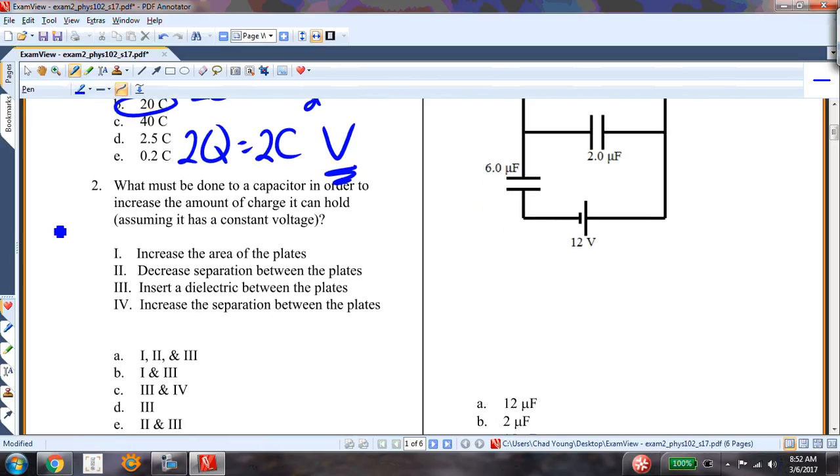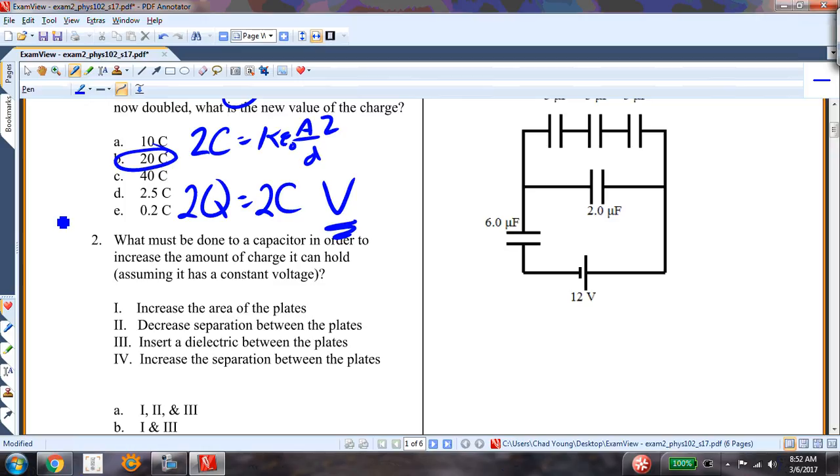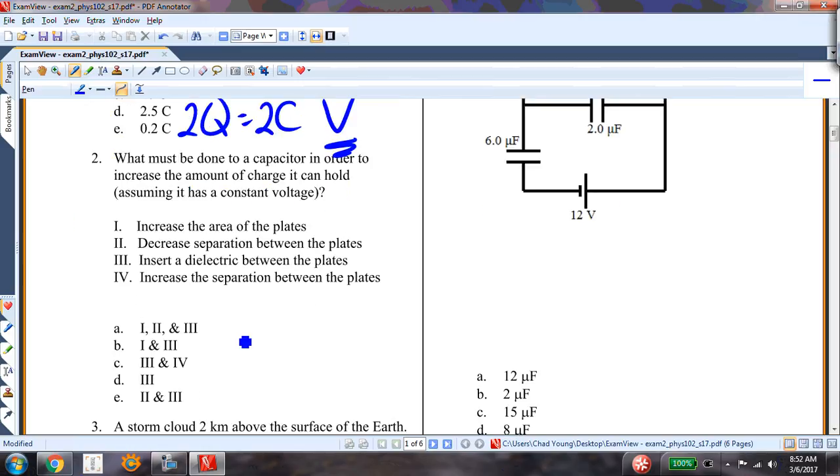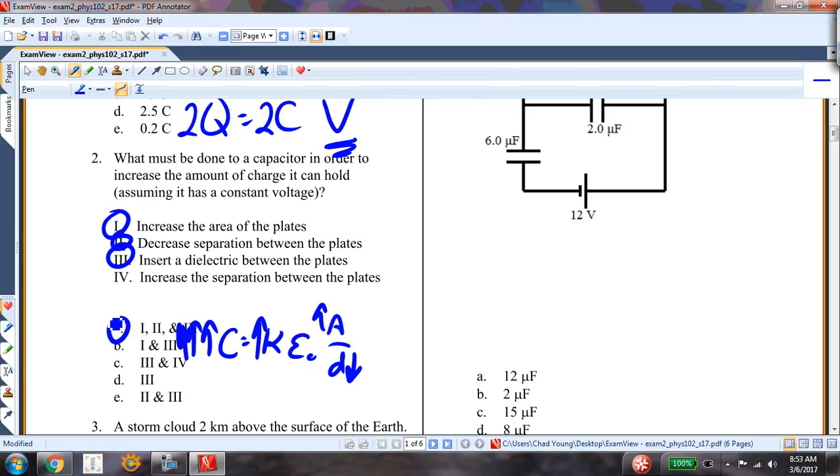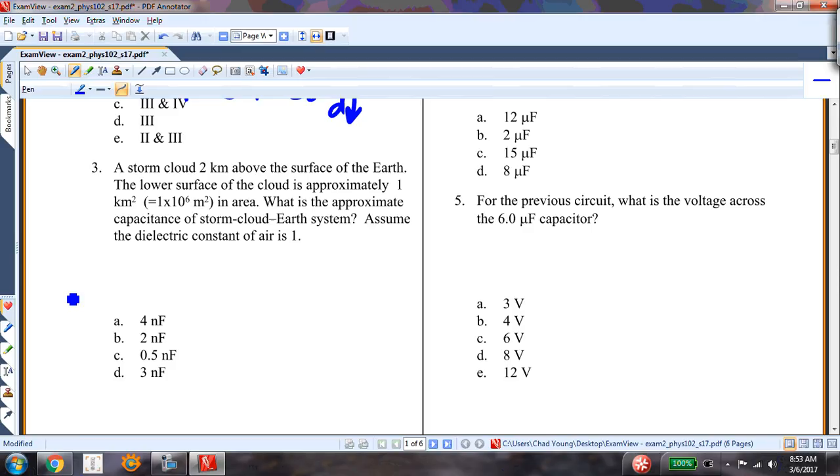What must be done in order to increase the amount of charge a capacitor can hold? Well, C is given by this. So if I increase the area of the plates, that increases the capacitance. If I decrease the separation, that also increases it. If I increase the dielectric, that increases the capacitance. So it is A.